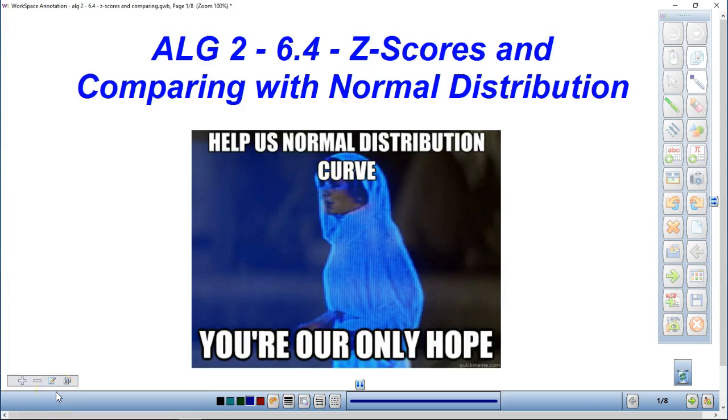Hello students, this is Mr. Ezra. Today we are going to be working with z-scores, which might be something new for you. We're going to be using z-scores to compare with a normal distribution.